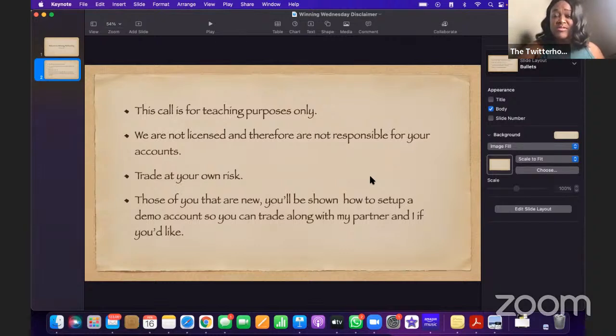Now, for those of you that are here for the very first time, I'm going to show you how to set up a demo account so you can trade along with me and be taking some profits. Now, these trades are going to be in a demo account, so it's monopoly money. It's not real money. You want to practice trading with demo dollars before you actually go into doing it with real dollars.